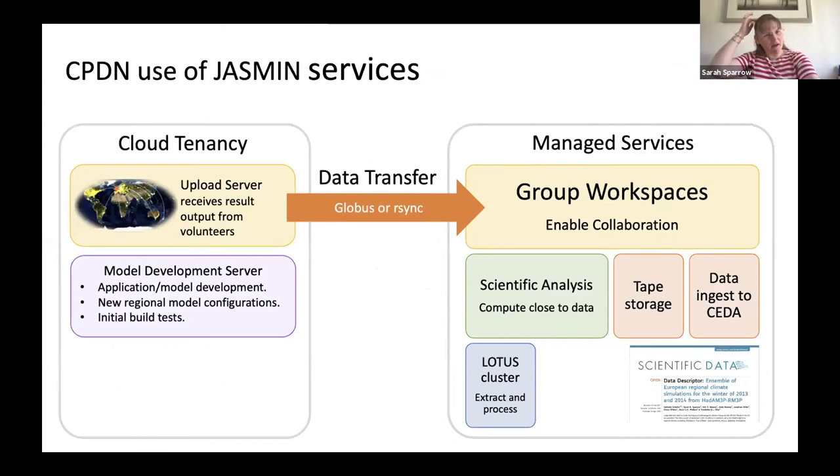So the other way in which we use JASMIN is really extending our use in our cloud tenancy. And this is to also use our model development server there. This is a machine that we really are looking to develop new applications on for use in climateprediction.net, make new regions and do all our initial testing.